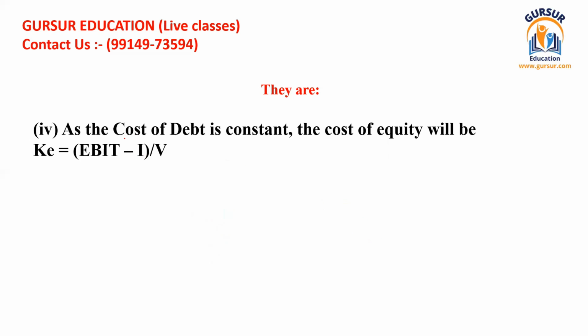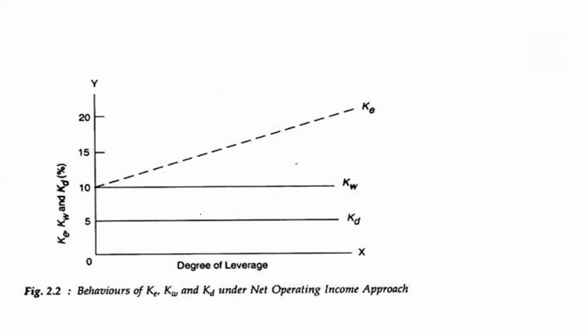And after that, as the cost of debt is constant, the cost of equity will be calculated with this formula. So cost of equity shall be calculated like earning before interest and tax minus interest, and that shall be divided by the value of equity. And this varies. So I think these are the assumptions.